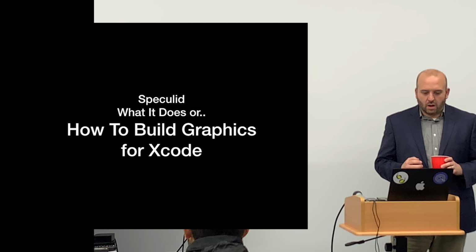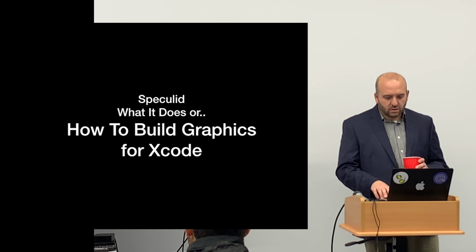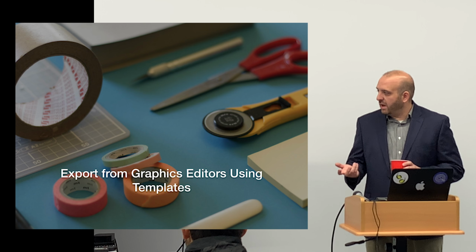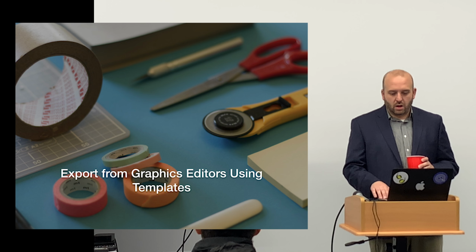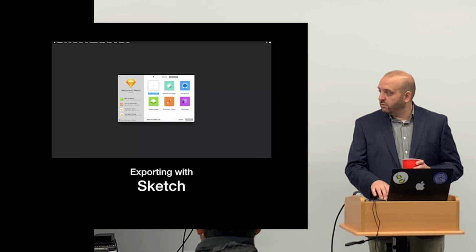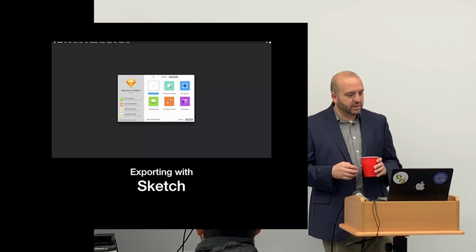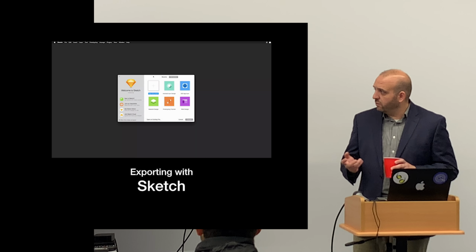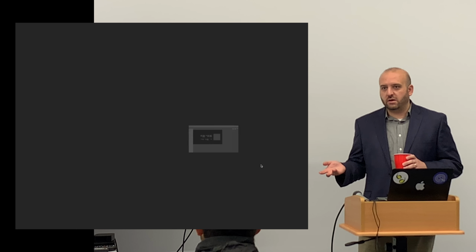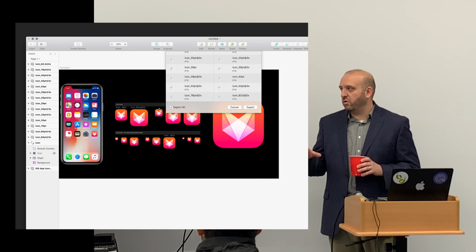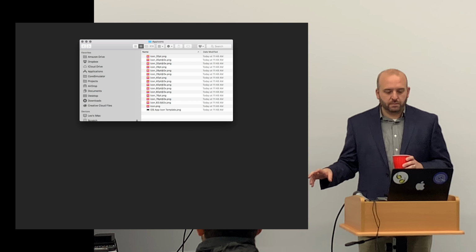So how do you build graphics now for Xcode? The one main way I think a lot of people do it is using templates. So here's an example, for instance, with Sketch. Sketch is probably one of the leading graphics applications out there. The way that works is it has some templates already built in for building apps, so you just have to export your graphic to one slot, and then it will export all those sizes for you.